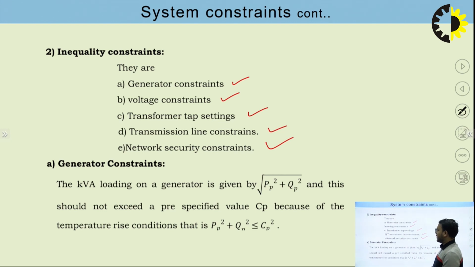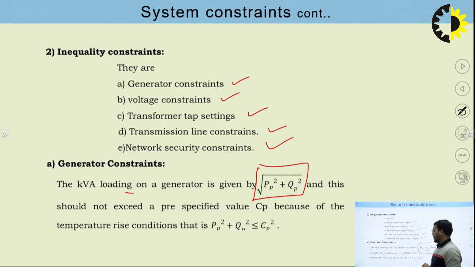First one is the generator constraint. So the kVA loading on a generator is given by this one. Okay, so what is this? It is the square root of PP square plus QP square, and this gives you the root mean square of all these quantities.